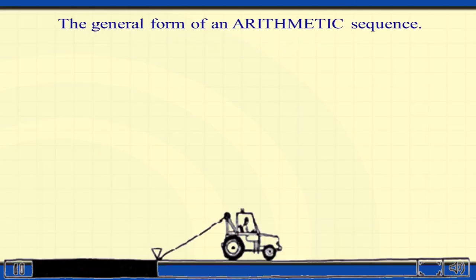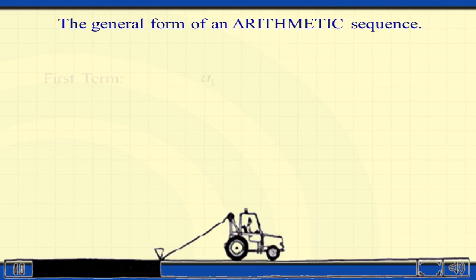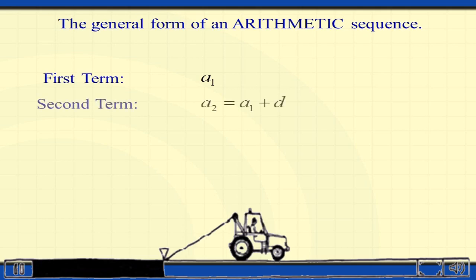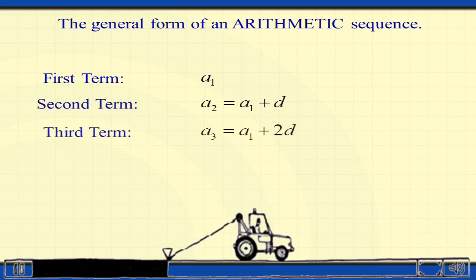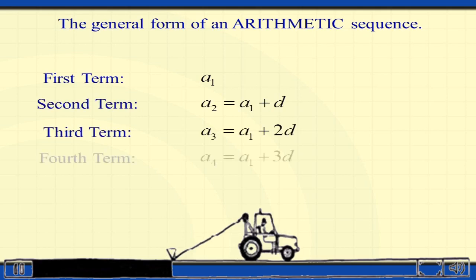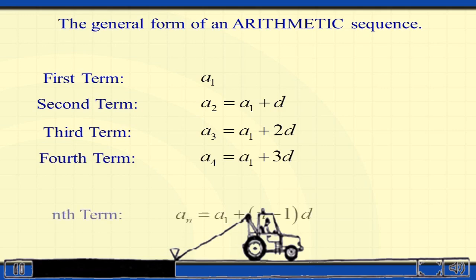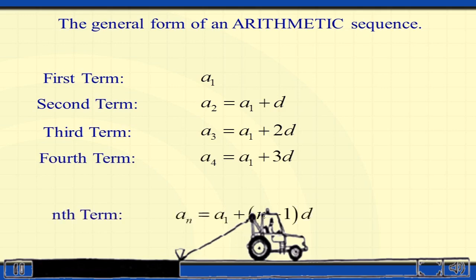The general form of an arithmetic sequence is as follows. First term is a1. Second term is a1 plus d. Third term is a1 plus 2d. Fourth term is a1 plus 3d. Therefore the nth term is a1 plus n minus 1 into d.